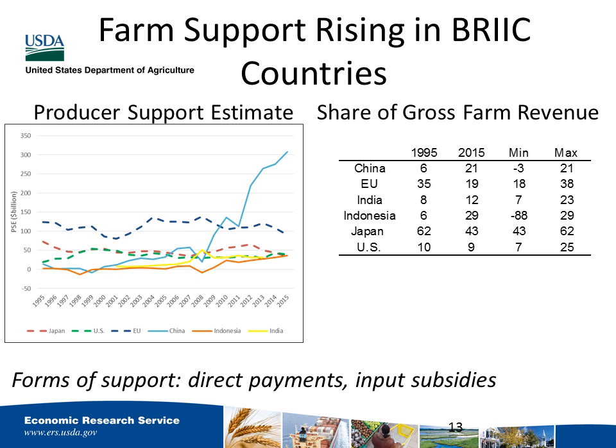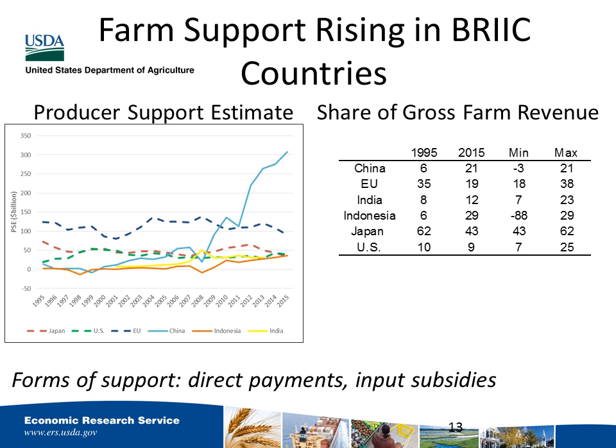The graph on the left-hand side shows the evolution of a measure of total spending on farm support over time. The most dramatic thing to note from here is the light blue line that shows a large increase in the spending on farm support programs in China over the past 7 years. The table on the right-hand side puts this into some perspective. It compares farm support as a share of total gross farm revenue in 1995 to 2015.